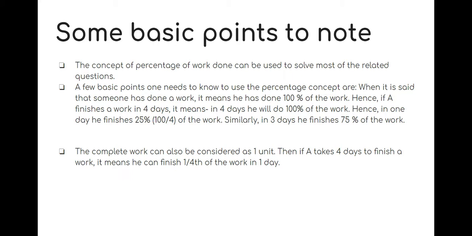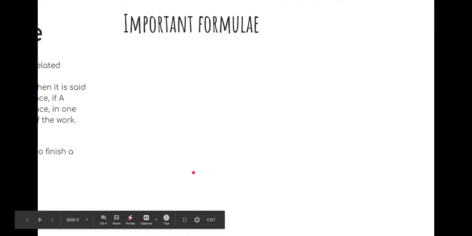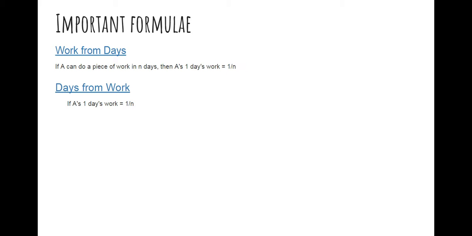Now, the complete work can be considered as one unit. In terms of fraction, not percentage, we can say that if A takes 4 days to finish a work, he is finishing 1/4 of the work in a particular day. Some important formulae, these are all logic based. If A can do a piece of work in n days, then 1 day's work would be 1 by n. And if his 1 day's work is 1 by n, he can cover the work in n days. All right.